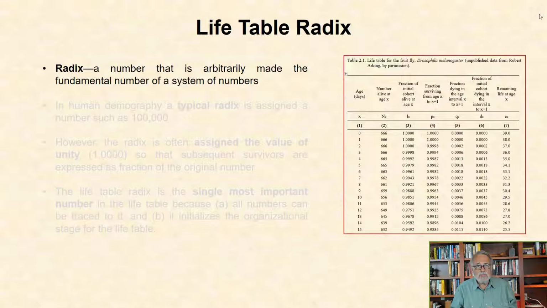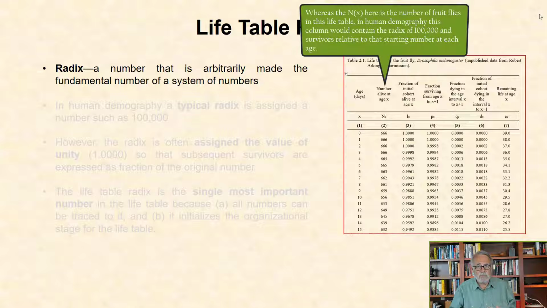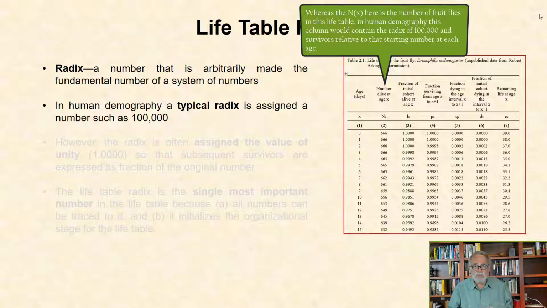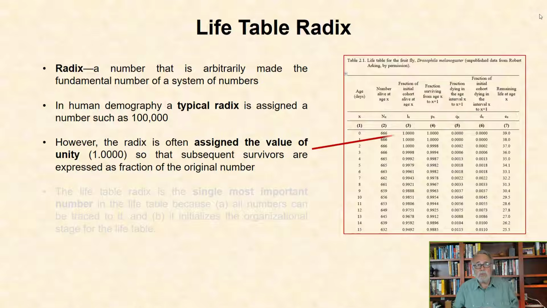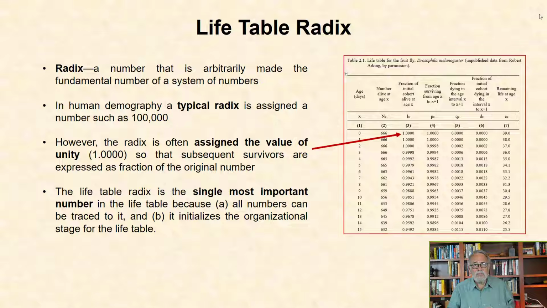The radix of a life table is a number arbitrarily made the fundamental number of a system of numbers. In human demography, a typical radix is assigned a number such as 100,000. However, the radix is often assigned the value of unity, that is 1.0, so that subsequent survivors are expressed as the fraction of the original number. The life table radix is the single most important number in the life table because A, all numbers can be traced to it, and B, it initializes the organizational stage for the life table.